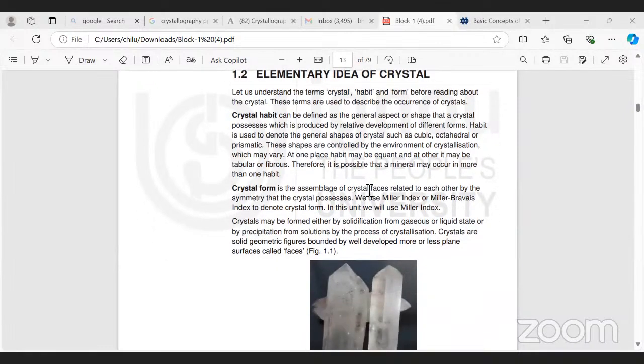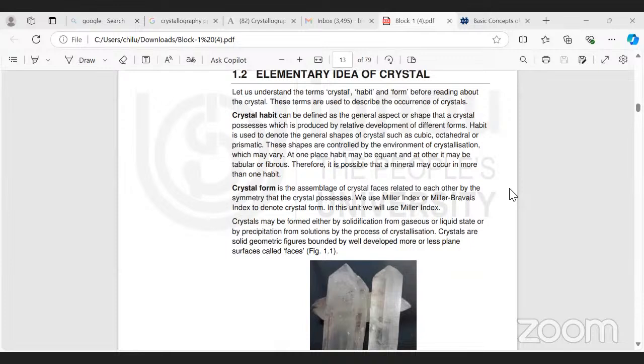Now we see the crystal formation. What are the habits and the formation of a crystal? We see here, the crystal habit we can define in a general aspect. It is a shape, produced by the relative development of different forms. The habit is used to denote the general shape of a crystal, such as cubic, octahedral, or sometimes a prismatic structure or shape.